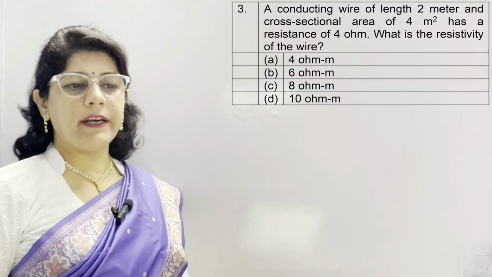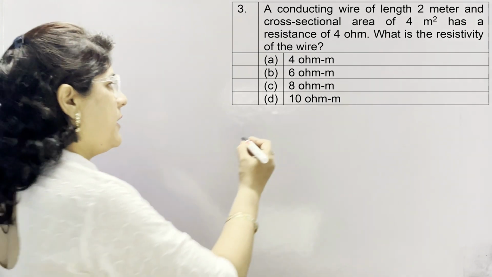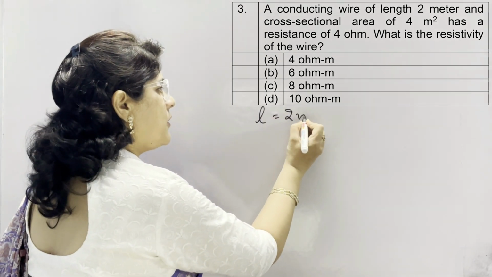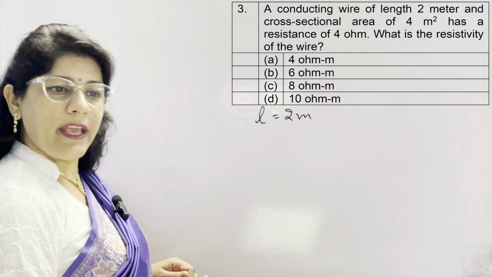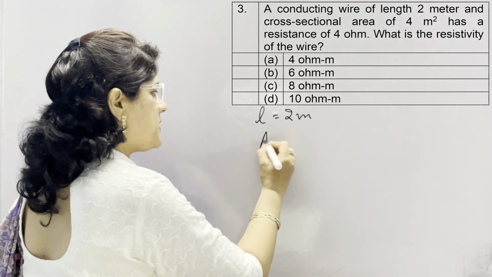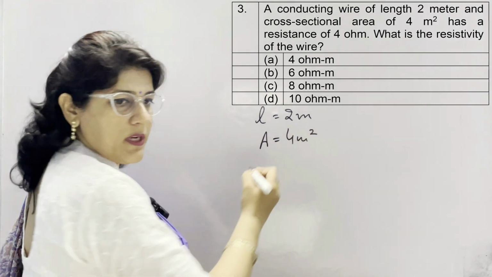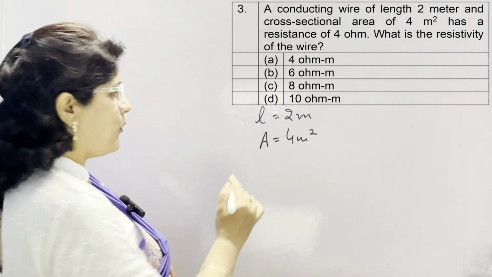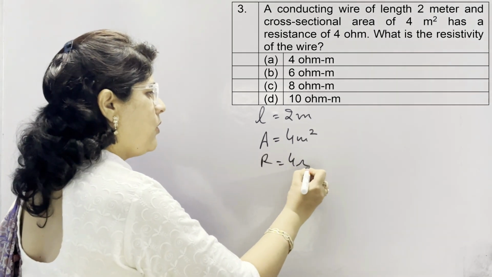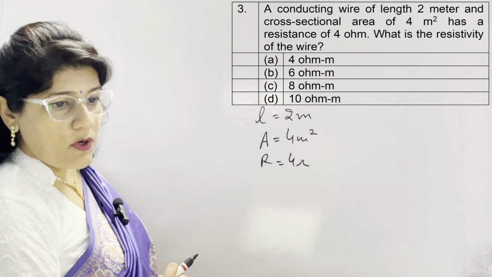In the third numerical, a conducting wire of length 2 meter. The length of the wire is given as 2 meter and cross-sectional area of 4 meter square. It means the area is given as 4 meter square. It has a resistance of 4 ohm. R is equal to 4 ohm. What is the resistivity of the wire?